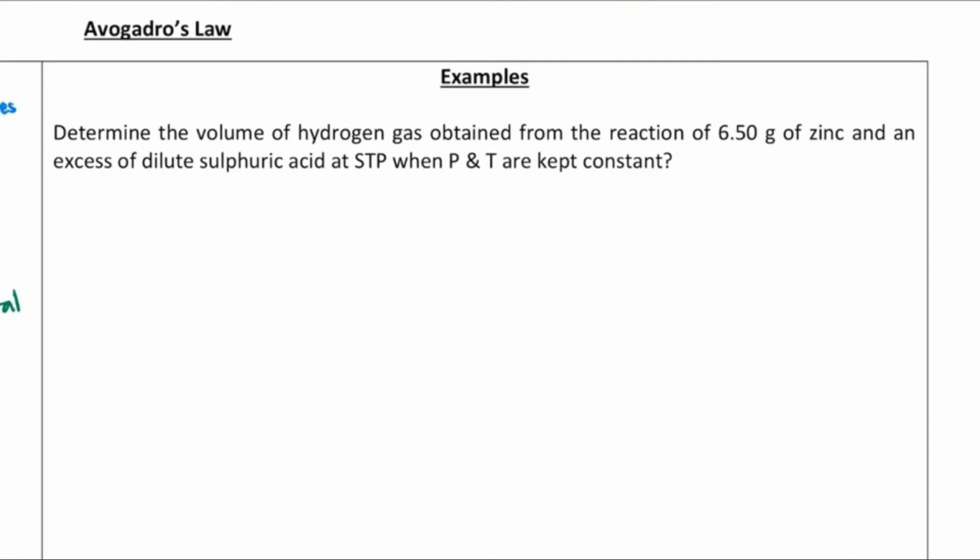Okay, so this example dia cakap determine the volume of hydrogen gas obtained from the reaction of 6.5 gram of zinc and an excess dilute sulfuric acid at STP when pressure and temperature are kept constant. Okay, so pressure and temperature are kept constant, that means ini adalah Avogadro's law. And then this question dia tak straightforward sangat, sebab dia bagi kita information zinc react dengan excess dilute sulfuric acid at STP. Lepas tu tiba-tiba dia minta volume of hydrogen gas.